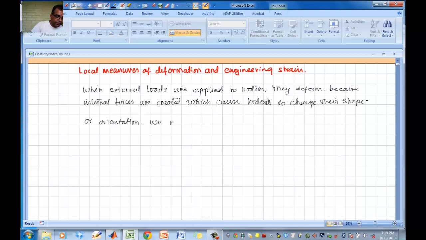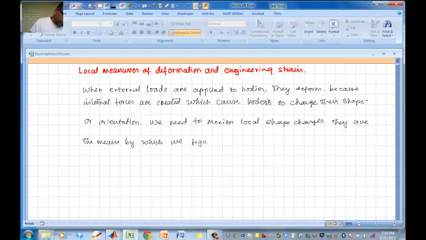We need to monitor local shape changes because they are the means by which we figure out the stresses. What we mean by that is, actually it's only the internal deformations that we can measure. We cannot really measure the stress directly. We kind of figure out the stresses by doing some correlation between deformation and stress. So any measurement of force ultimately boils down to measurement of deformation of some kind. This is very fundamental. So we have to be able to figure out how to measure deformations.